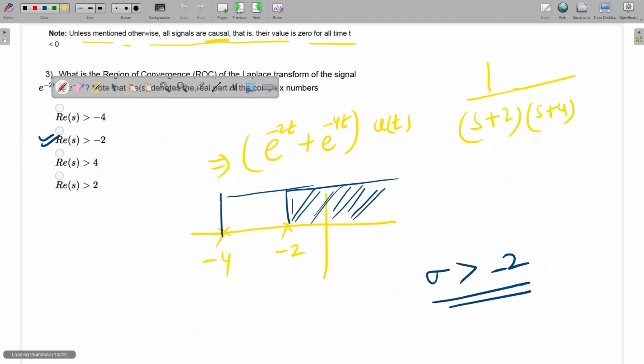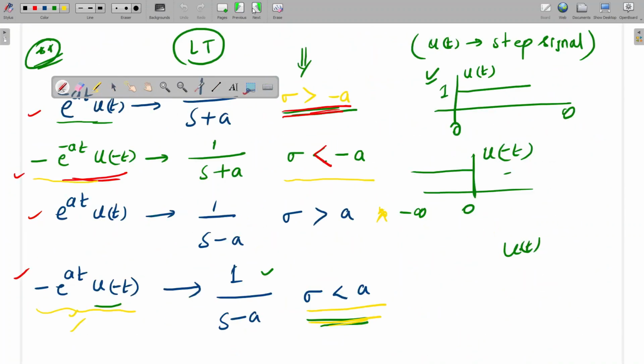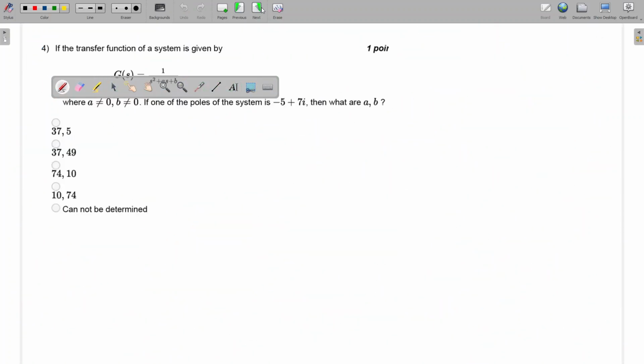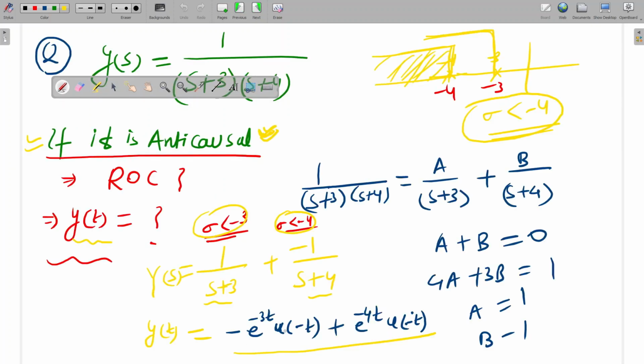If you see the formula, for sigma less than minus a, 1 by s plus a, what is the inverse Laplace? That will be minus e to the power minus a t u of minus t. Here, minus e to the power a t u of minus t corresponds to 1 by s minus a. Here also it is the same, but here one minus was there, so minus minus becomes plus.